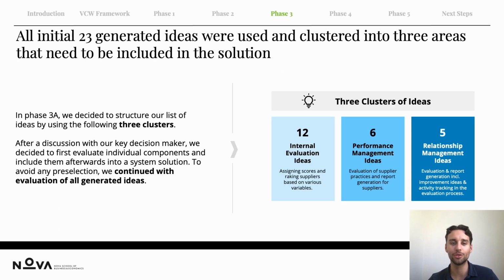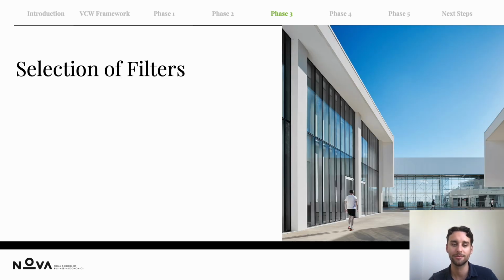All of our initial 23 generated ideas were used and clustered into 3 areas that need to be included in our final solution. The 3 clusters are internal evaluation ideas, performance management ideas, and relationship management ideas. And after a discussion with our KDM, we decided to first evaluate individual components and include them afterwards into a system solution. To avoid any pre-selection, we continued with the evaluation of all generated ideas.